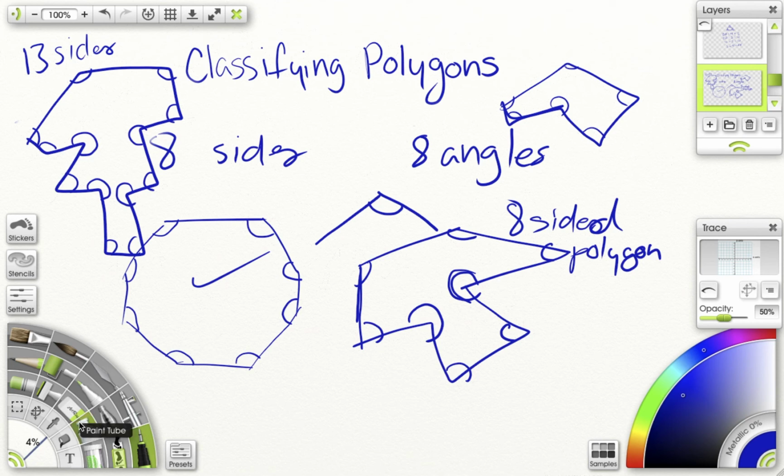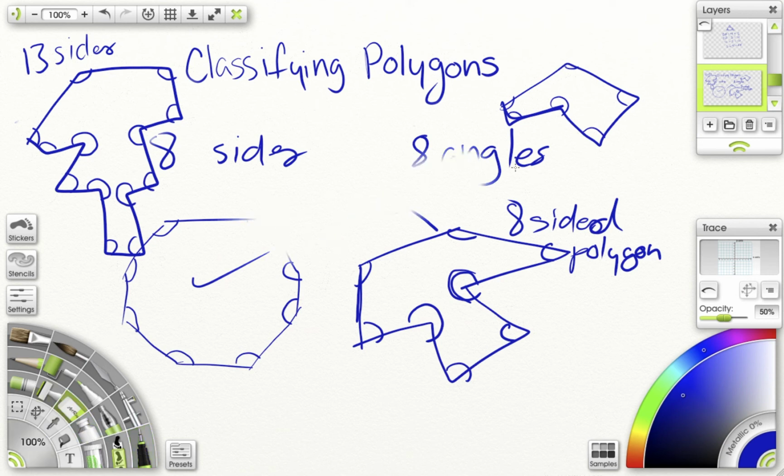So for example, when we had 4 sides and 4 angles, we came up with at least 4 different examples. We had a square, we had a rectangle, we had a pentagon, and we had a trapezoid. So you're trying to come up with as many different types of shapes that fit into that category for the number of sides and the number of angles. You need to make sure though that there's the same amount of sides as there are angles.